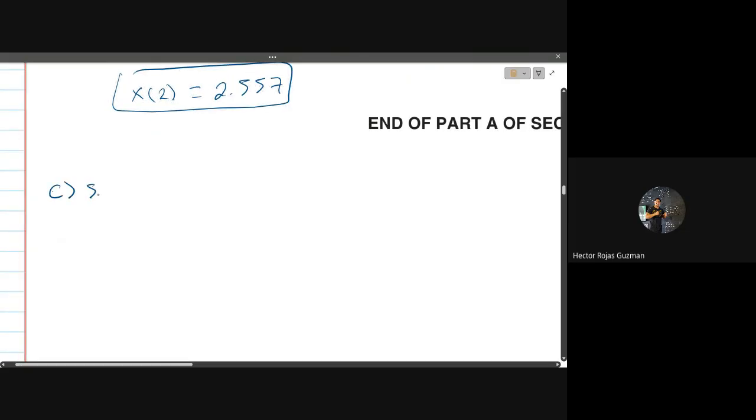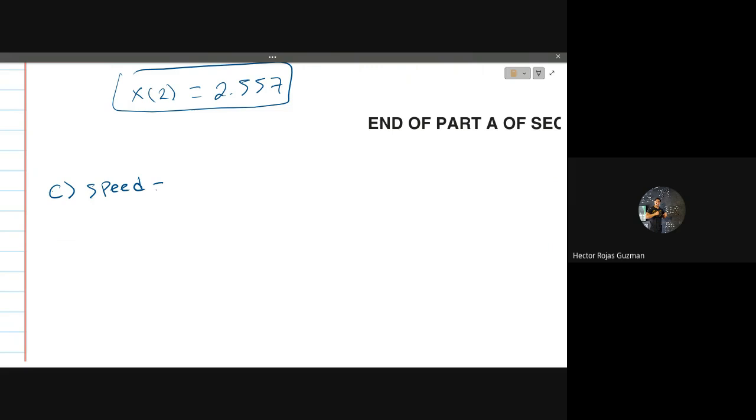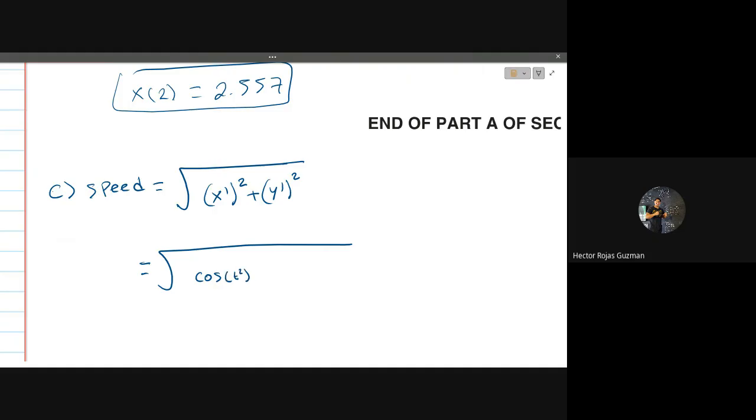Speed for a function that is dealing with parametric is the square root of x prime of t squared plus y prime of t squared. That's it. That's speed. Now plug it in the calculator carefully. It should look like this: cosine of t squared, in another set of parentheses, make sure you're squaring the whole thing. So make sure you use parentheses. Then you're going to have e to the 0.5 t, close it all off in parentheses and square it.